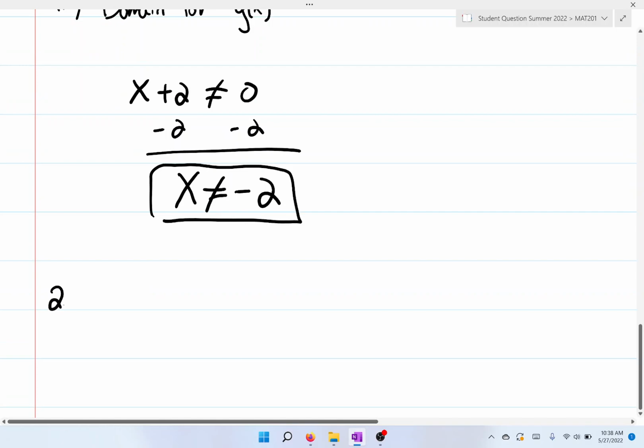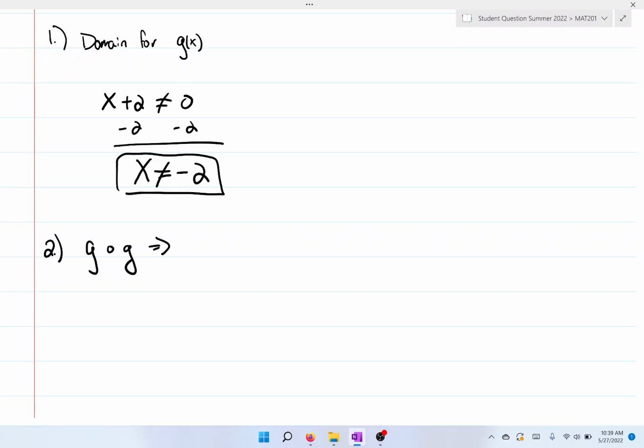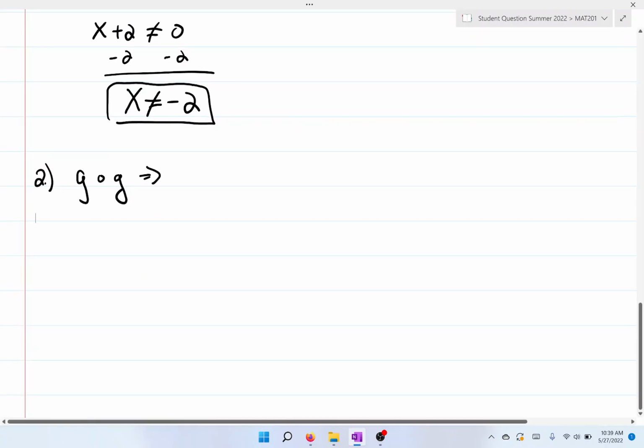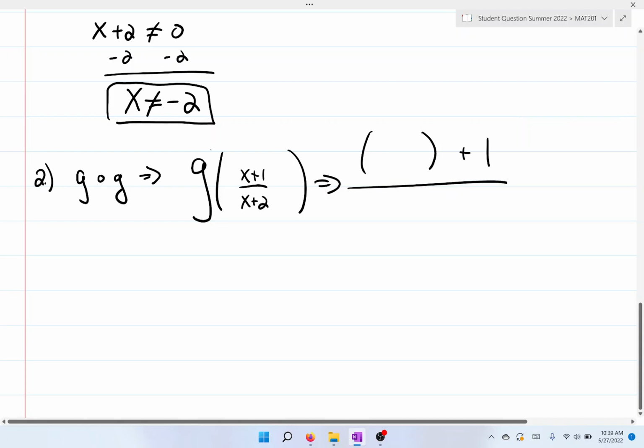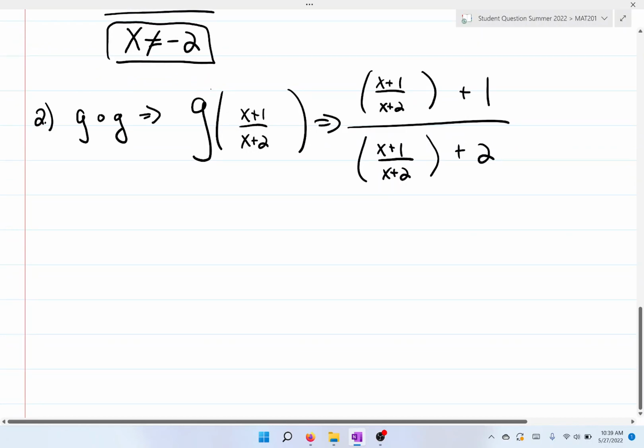Now, part 2, we need to find the compositional function of g of g. All right, so let's go ahead and do that. What I'll do here is I'll actually do this one for us. So we know we're evaluating g of x plus 1 over x plus 2, which means, just give me 1 second, write it out. So I'm going to put x plus 1 over x plus 2 wherever I see the variable x. And now we're just going to simplify this real fast.